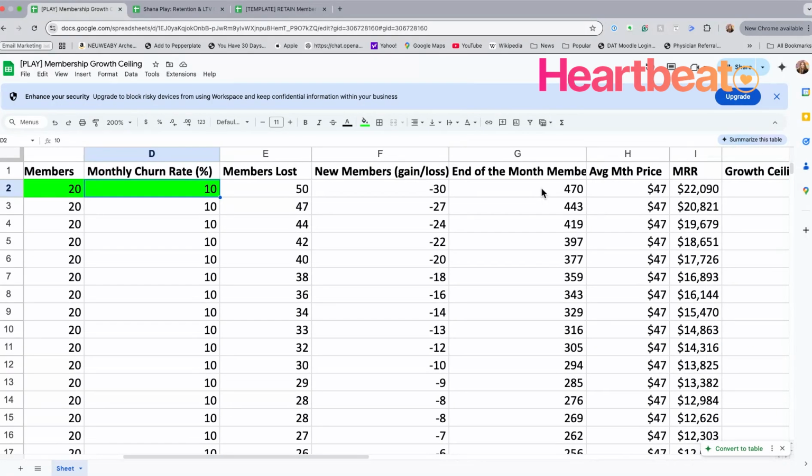And then it calculates everything else for us. Members lost, members gained, etc. We can put our average monthly price in. I put just a standard $47 a month in here for us to get some of these MRR, which is our monthly recurring revenue number.